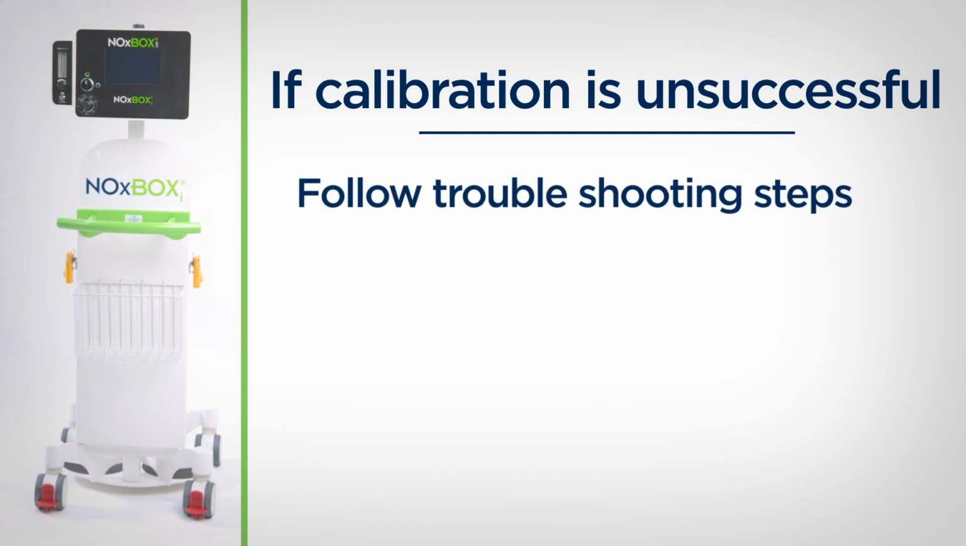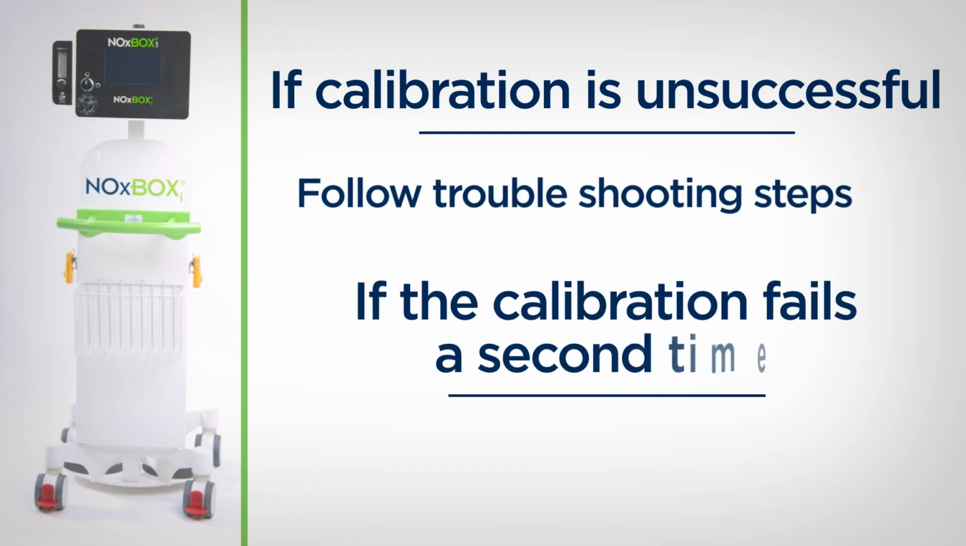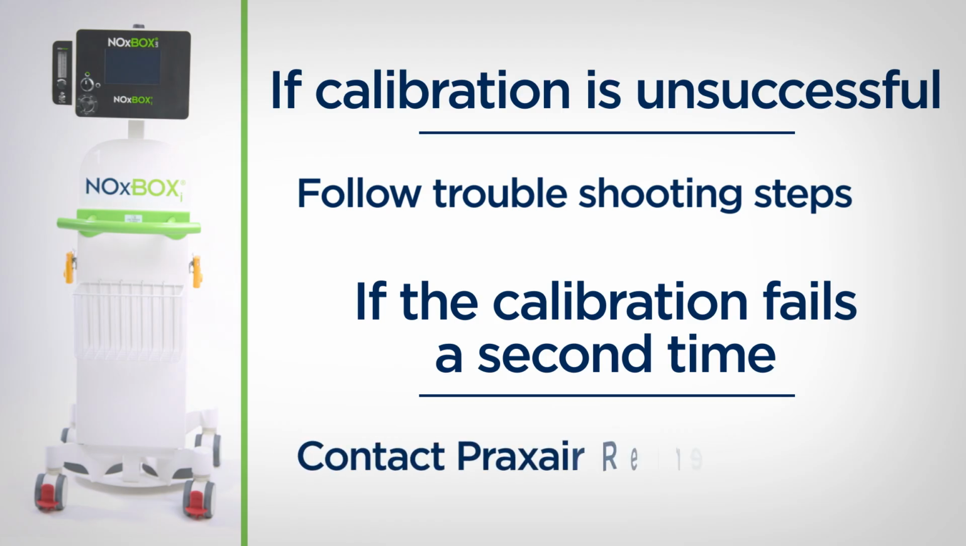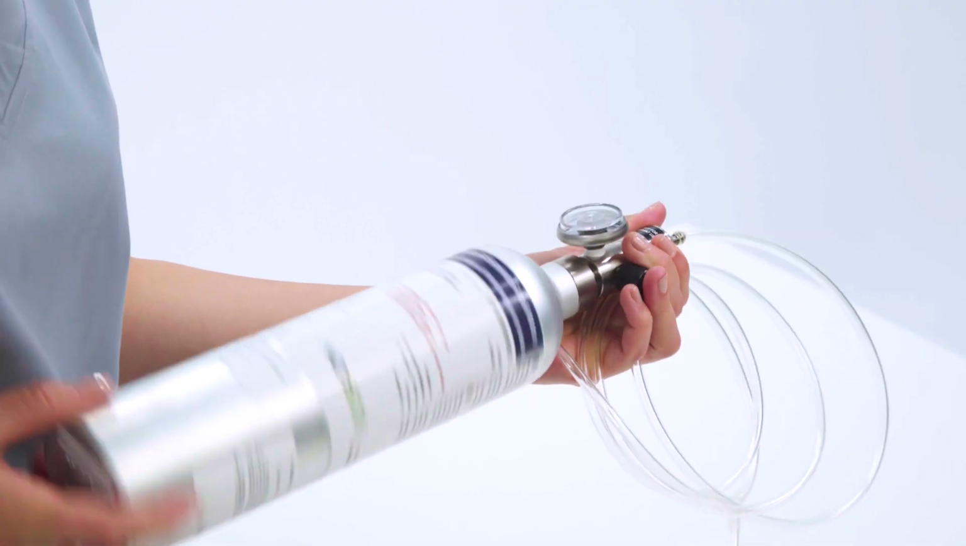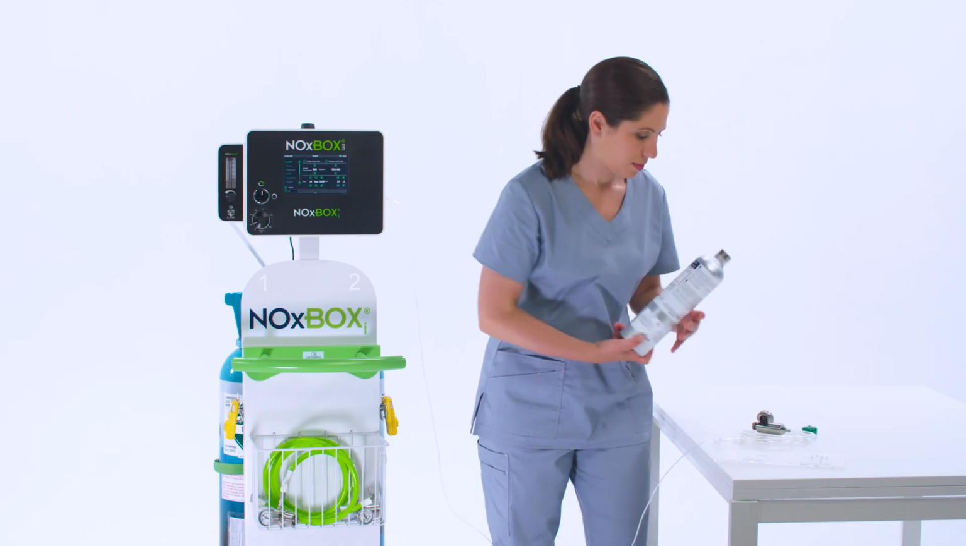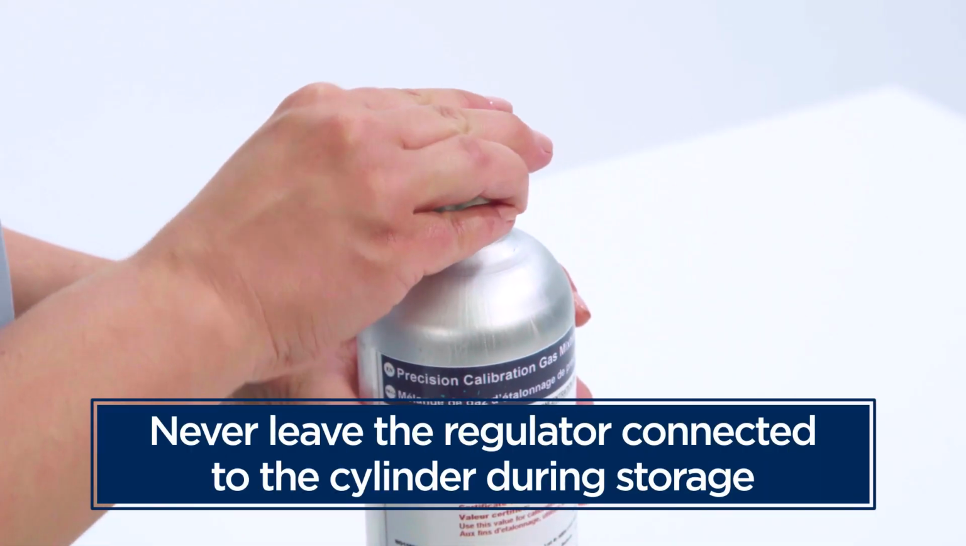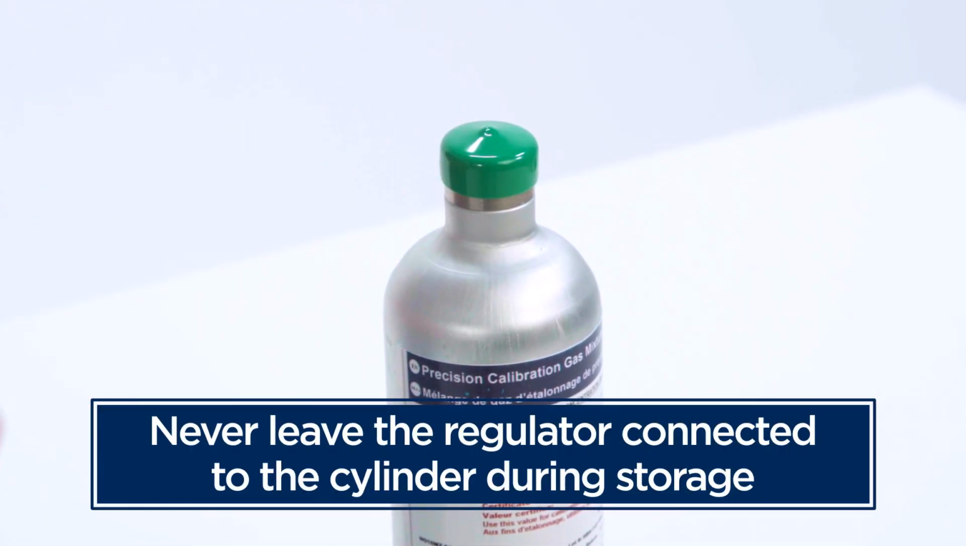Troubleshooting steps will appear to assist you. If the calibration fails a second time, contact your Praxair service representative for assistance. Remove the cylinder from the regulator by rotating counterclockwise and replace the dust cap. Never leave the regulator connected to the cylinder during storage.